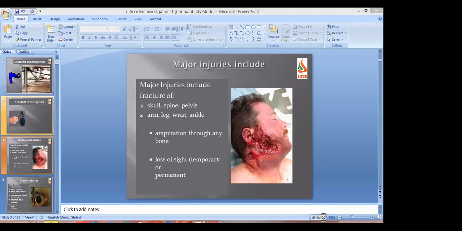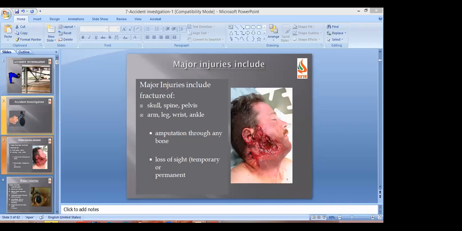Okay, then we'll take some examples of these major injuries. The major injuries will be a fracture of the skull, spine or pelvis, arm, leg, wrist or ankles, and also amputation through any bone, which means separation of body parts. It is going to be a permanent amputation, cut injuries, and loss of sight, temporary or permanent. There will be a loss of sight, either in the form of permanent loss or temporary loss.